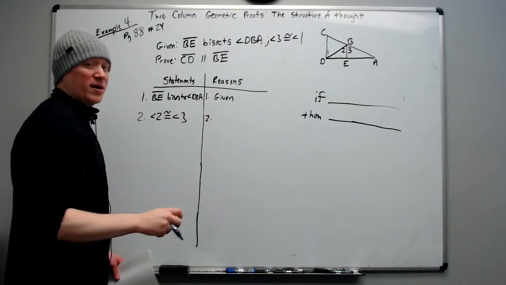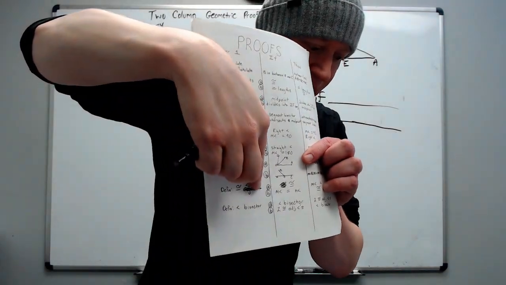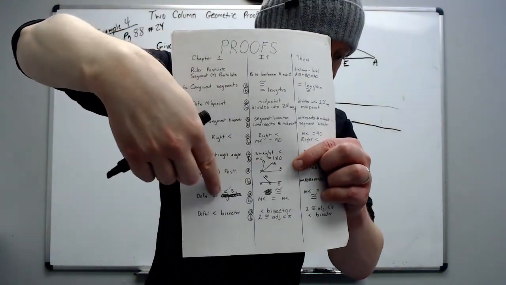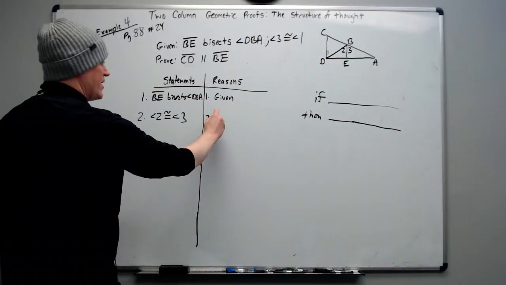By what? What did we use? We used the definition of angle bisector, right? This one, definition of angle bisector. So that's what you write for the reason.